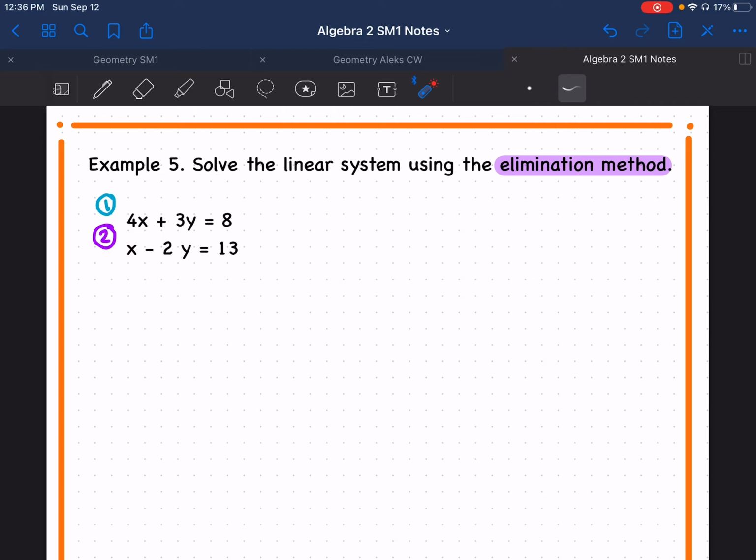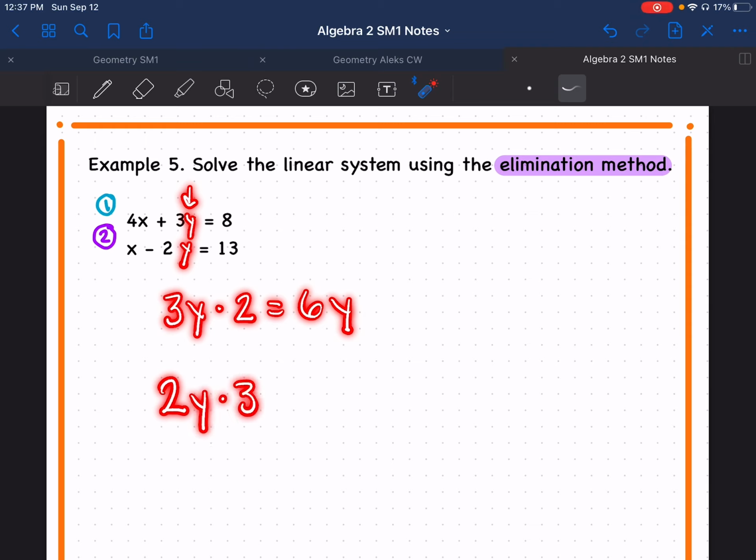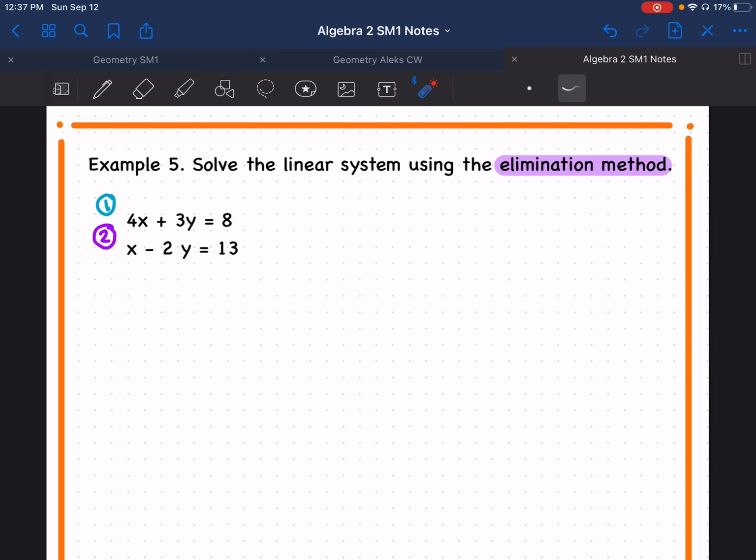Or my other option is to look at the y's. Notice how they have a different number. If I multiply 3y by 2, I get 6y. And if I multiply 2y by 3, I get 6y. These are the same, and all I have to do is multiply equation 1 by the number in front of equation 2, and equation 2 by the number in front of equation 1. This works every time. But sometimes when you have a 1 like this, it just is a little bit easier because you only have to do one multiplication.